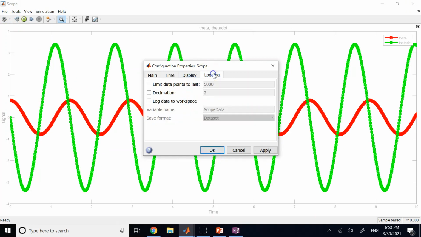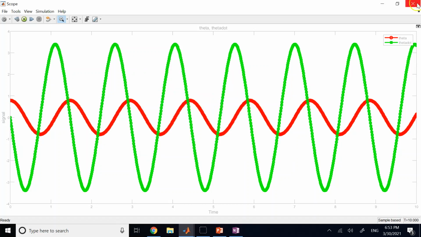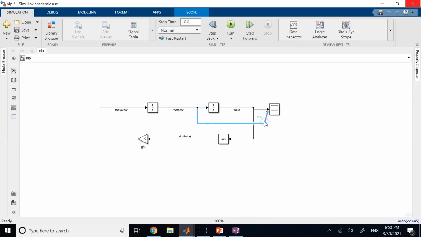Okay, but I go to the logging and say log the data to workspace for me. Do not limit the number of data that you save to the workspace. Call that variable theta, and the format of it, you can make it a structure with time, or data set, or array. I always prefer to work with array, so I leave it as array, and I OK that, and I get out. So now the signal getting out of here is going to be saved as a vector called theta to the workspace. And if I want also theta dot, I bring another one of this guy and send theta dot separately.